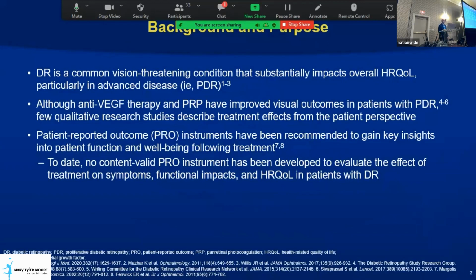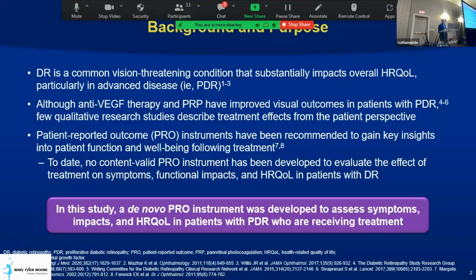Patient-reported outcomes are a good way to gain insights into patient function and well-being following treatment, but to date, no content-valid PRO instrument has been developed to evaluate the effects of treatment on symptoms, functional impacts, and health-related quality of life in patients with DR. So in this study, we describe the development of a de novo PRO instrument to assess symptoms, impacts, and health-related quality of life in patients with PDR who are receiving treatment.